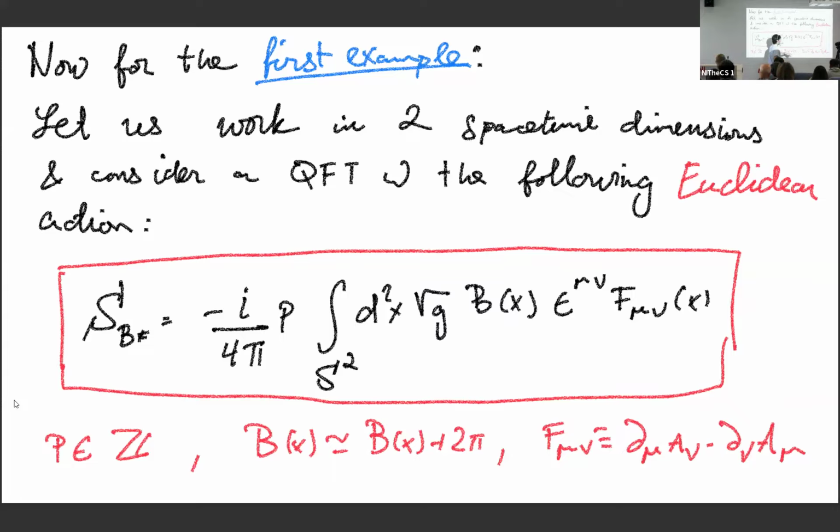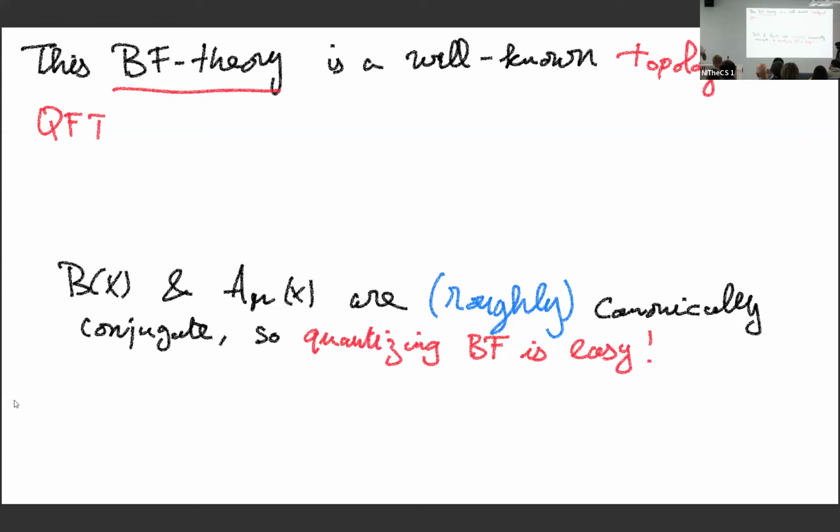Okay, so this is the simplest example of a topological QFT. And this is why this is a trivial example. So the topological theory, I put it on the sphere. It doesn't really care that I put it on the sphere. Okay, so the field B and the gauge field A are canonically conjugate variables. And quantizing BF theory is very easy.